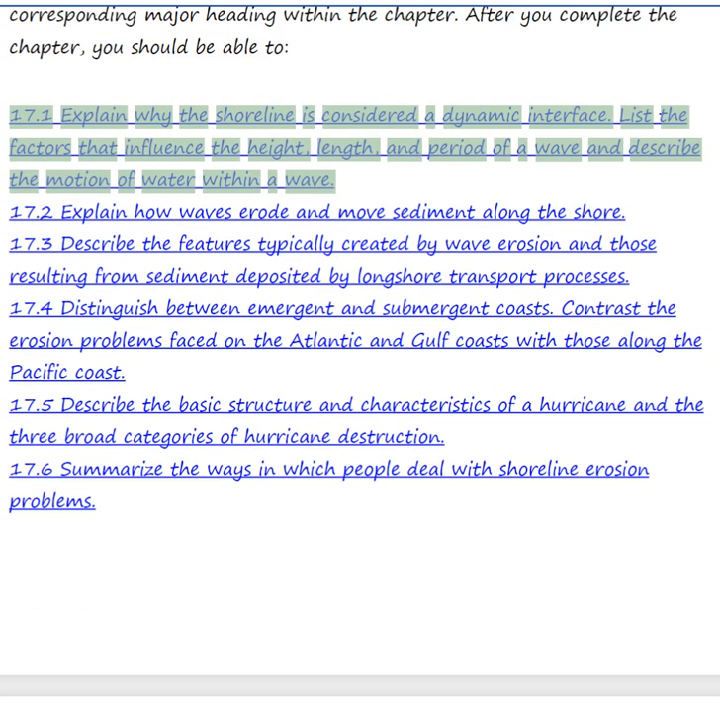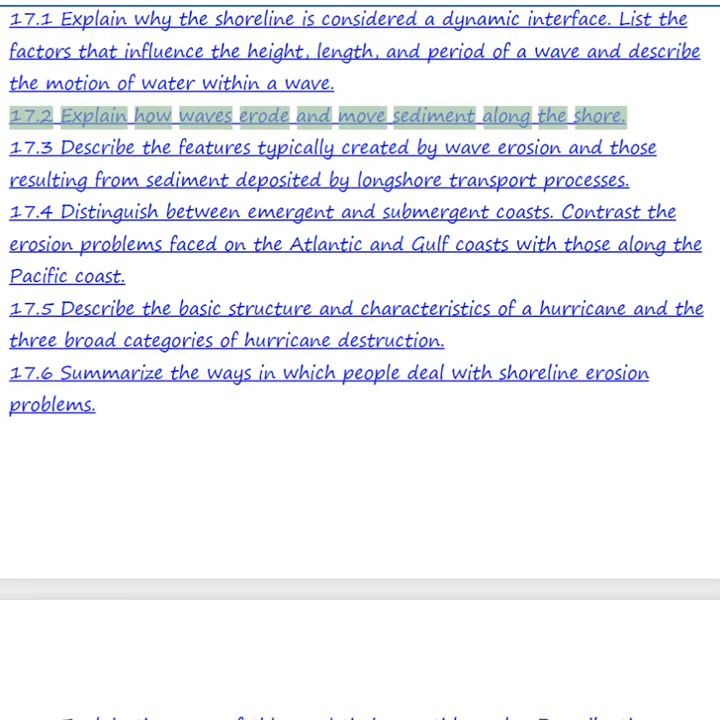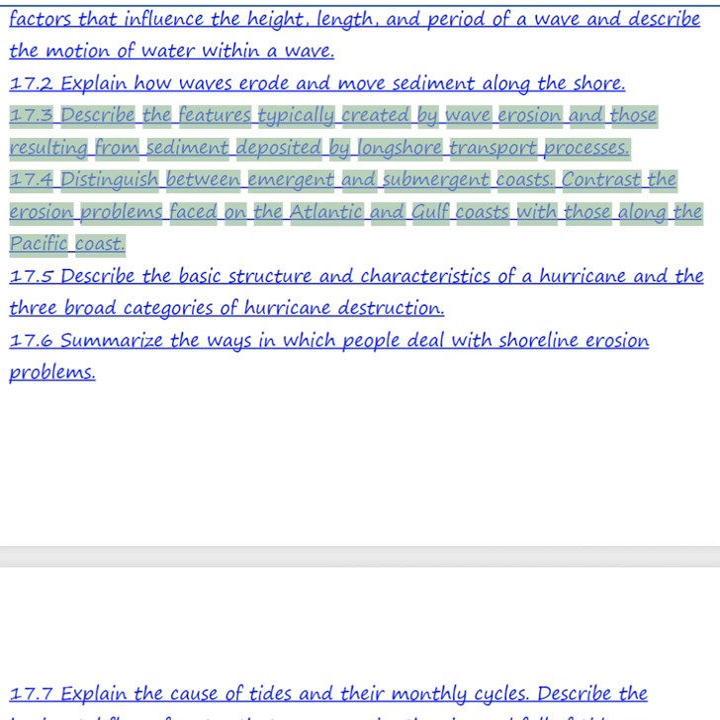17.1 Explain why the shoreline is considered a dynamic interface. List the factors that influence the height, length, and period of a wave and describe the motion of water within a wave. 17.2 Explain how waves erode and move sediment along the shore. 17.3 Describe the features typically created by wave erosion and those resulting from sediment deposited by longshore transport processes.